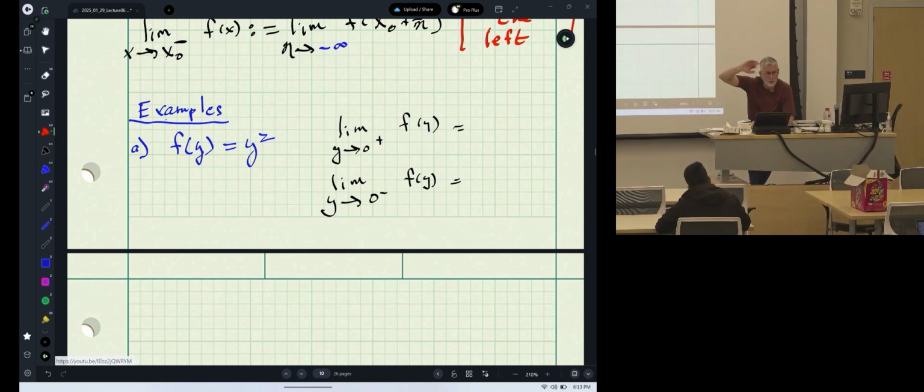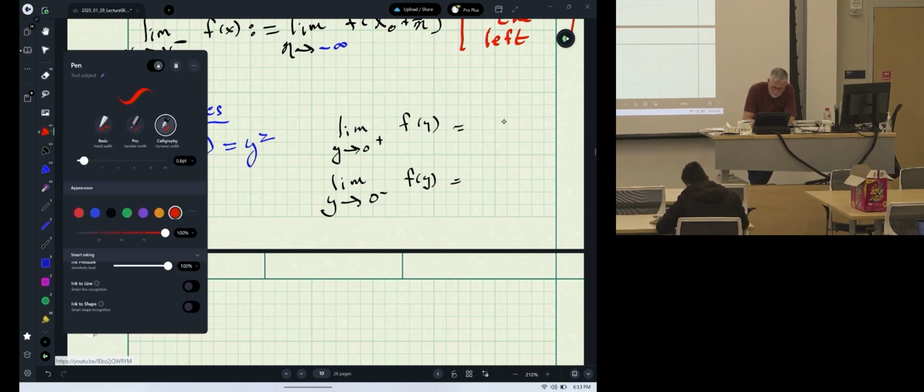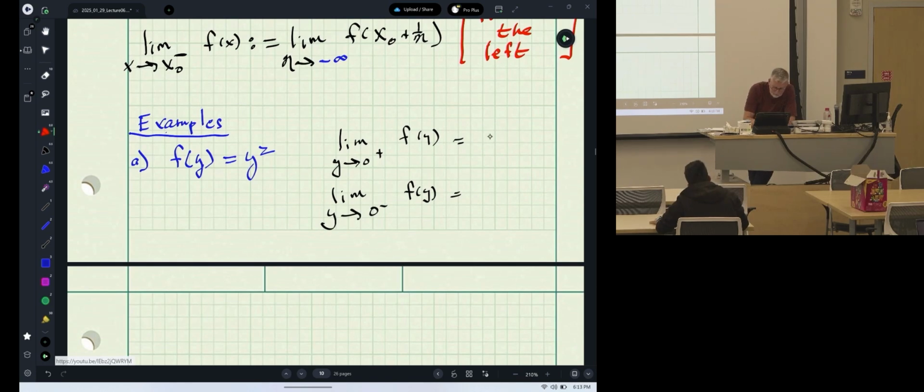Start on my right side, the left side of the room. So what's the limit as y decreases to 0 from the right of y squared? Okay, I see somebody making the hand sign for 0. I'll accept that. Now, if you put 2 of them, that's infinity, right? Or is that love? Okay. What's the other limit? The same. Yeah. Cool.